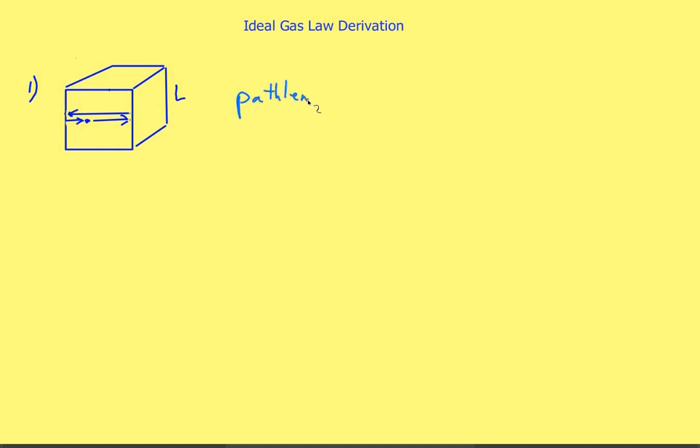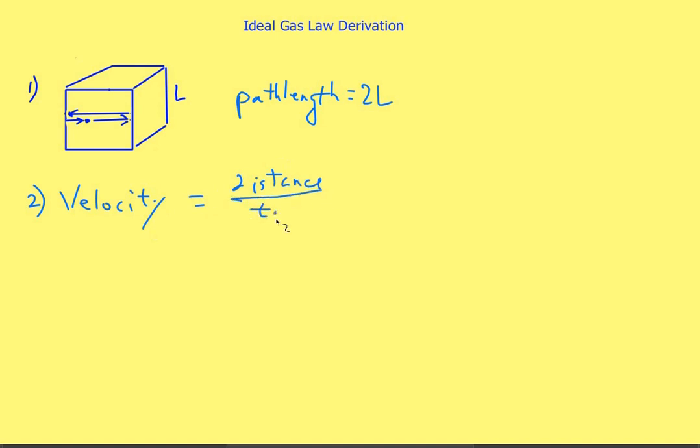Path length is equal to 2L. Now, we ought to talk about what the velocity of the particle is going to be. Velocity, as you know, is distance per unit time, which in our case is going to be 2L over whatever the change in time is, delta t. We'll call that Vx, the x direction.